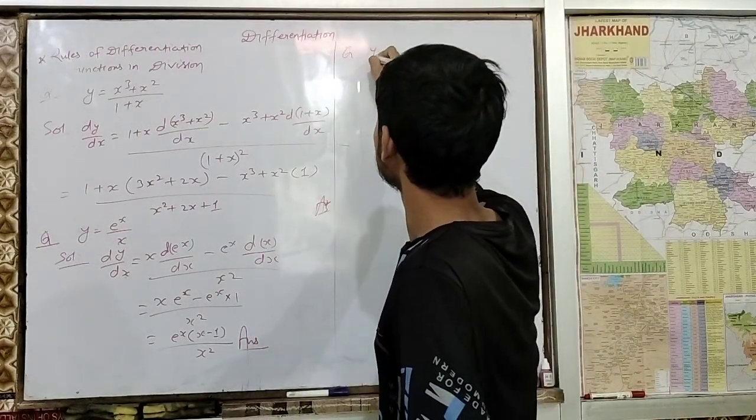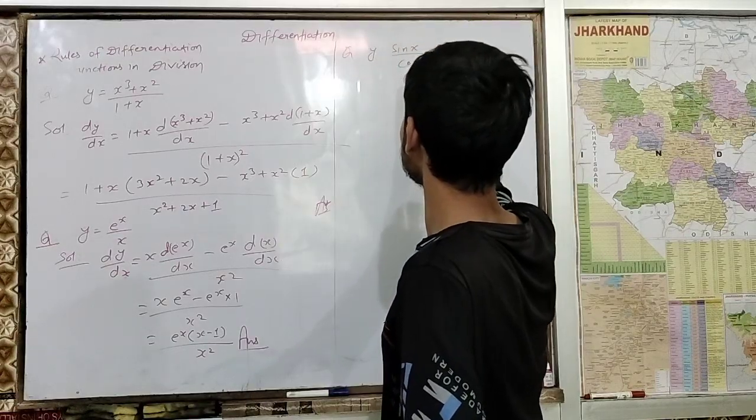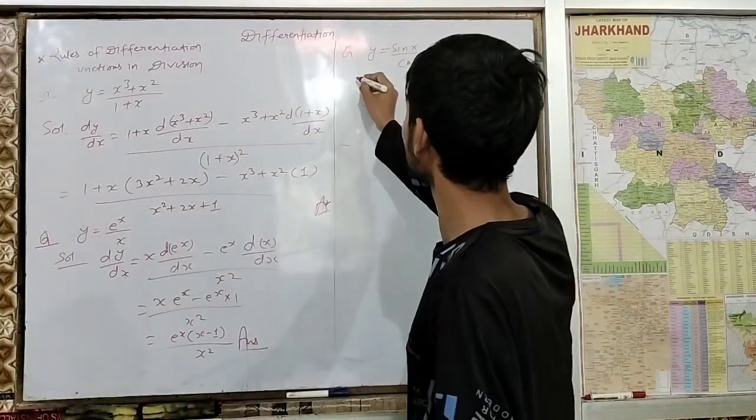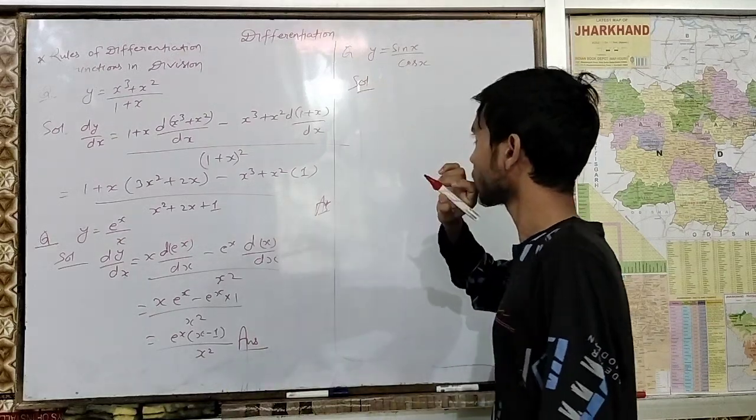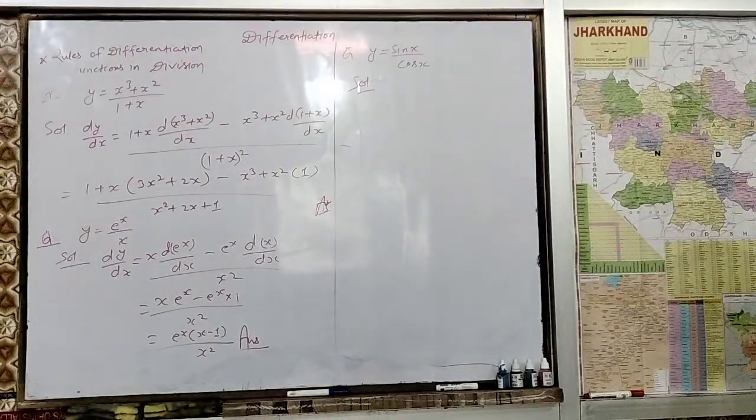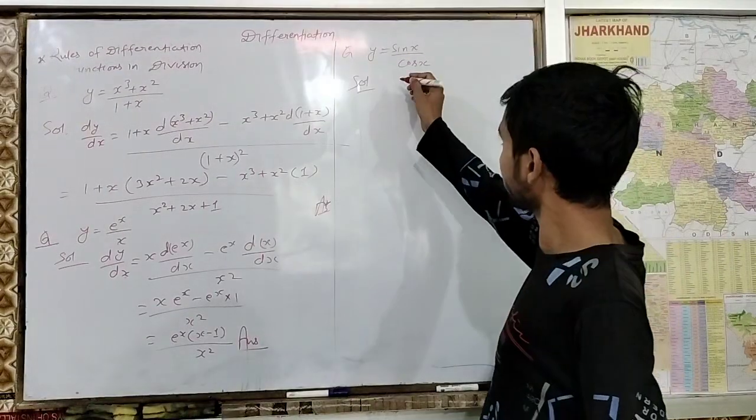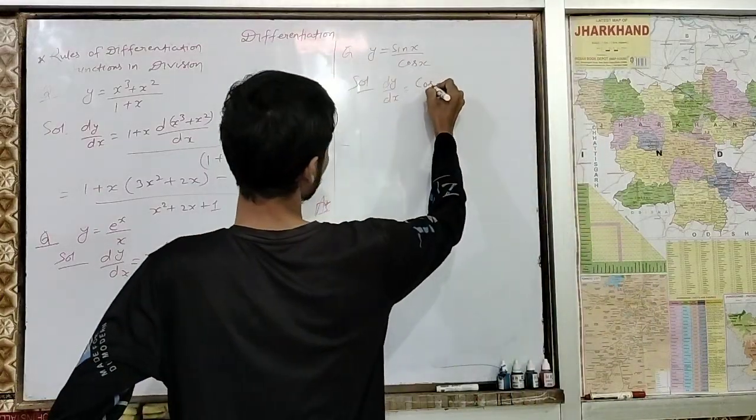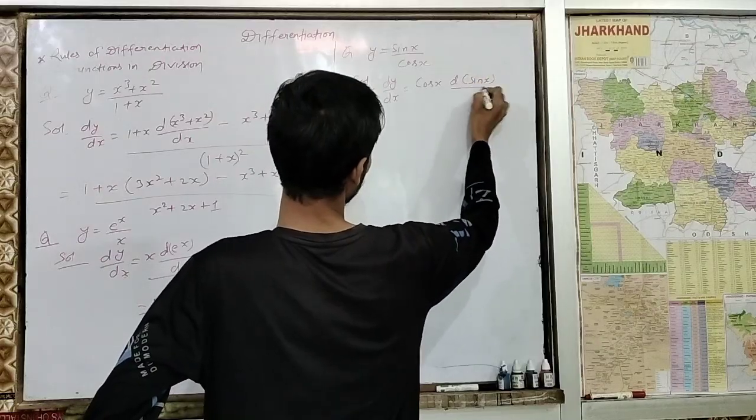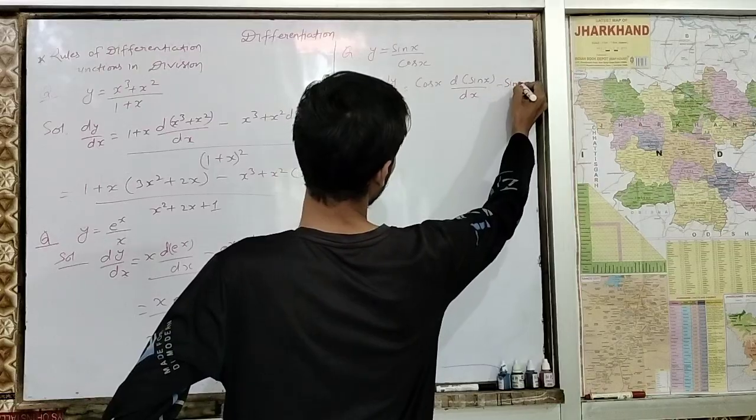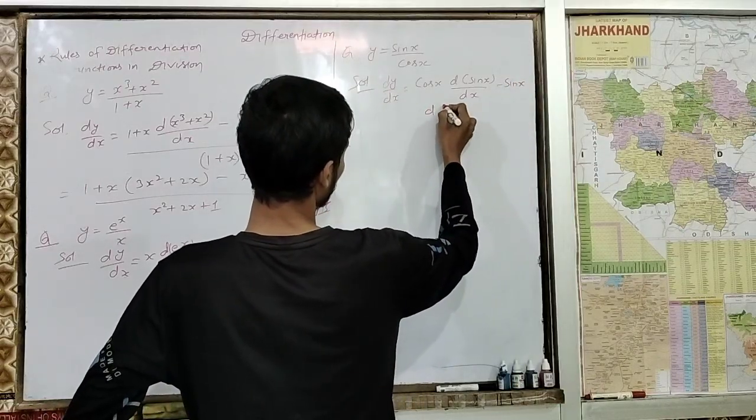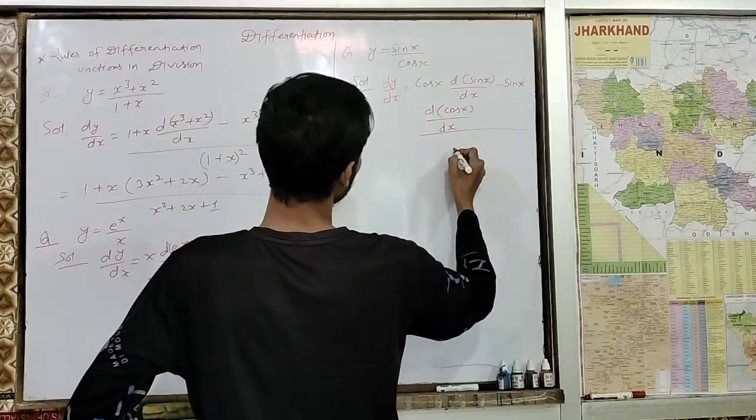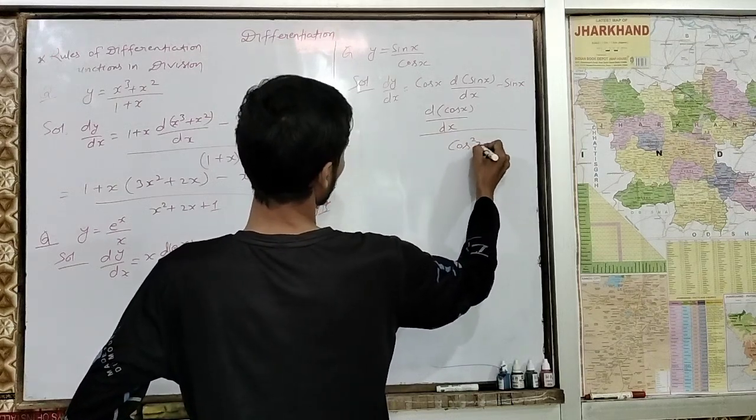Next, sin x upon cos x. Solve this. What will happen? dy upon dx, and then here cos x as it is, differentiation of sin x upon dx, minus sin x into the differentiation of cos x upon dx. This is upon cos square x.